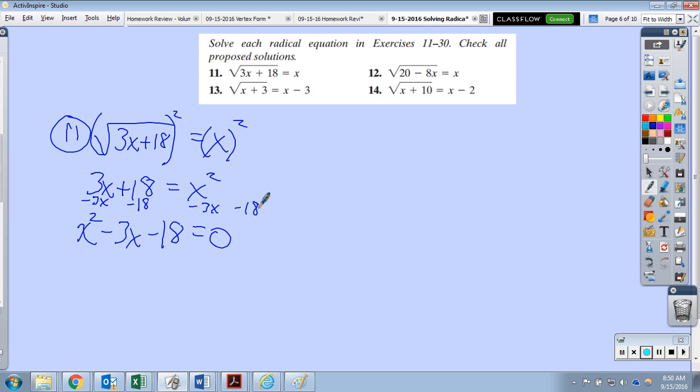Now, it looks like they're giving us nice factorable quadratics, like the one problem we've had so far. Does anyone know the factors that would work for this? 6 and negative 3? Or negative 6 and positive 3? Negative 6 and positive 3?